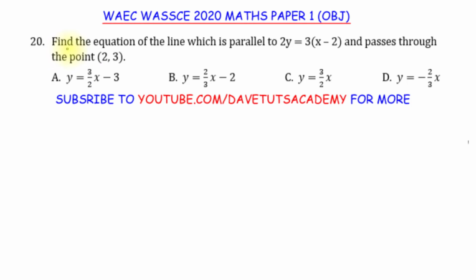So in this question, we are told to find the equation of the line which is parallel to this equation 2y is equal to 3 into bracket x minus 2 and also passes through the point 2, 3.